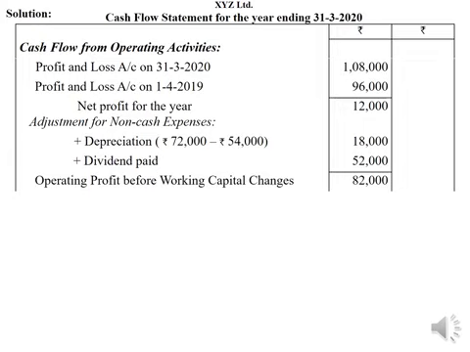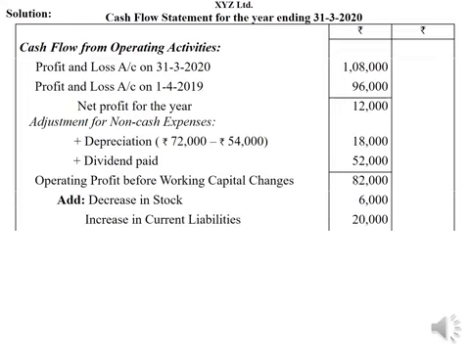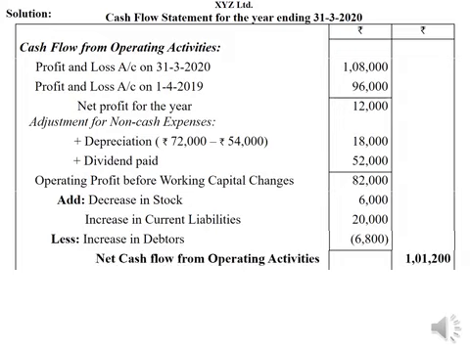Then we have to adjust the changes in current assets and current liabilities. First, adding items. Add decrease in stock. Stock has decreased by rupees 6,000, so that has to be added. Then increase in current liabilities, 20,000, has to be added. Next, less items: increase in debtors, rupees 6,800. So it leads to net cash flow from operating activities as 1,01,200.